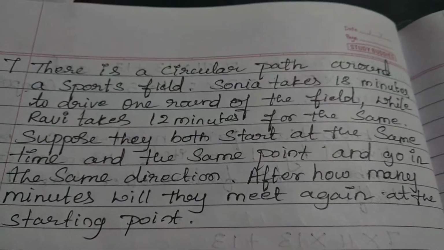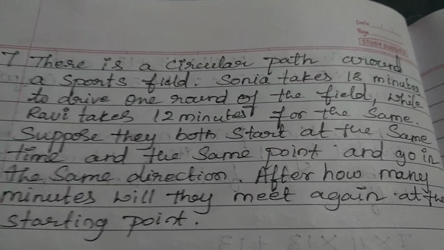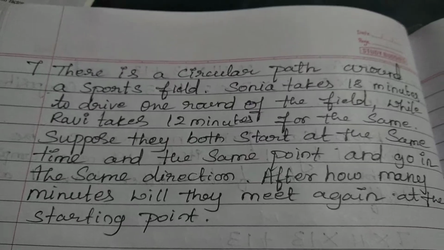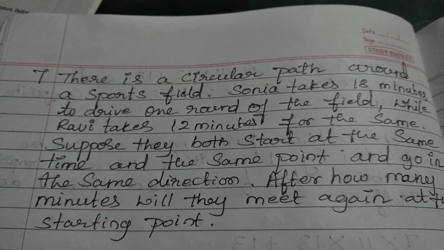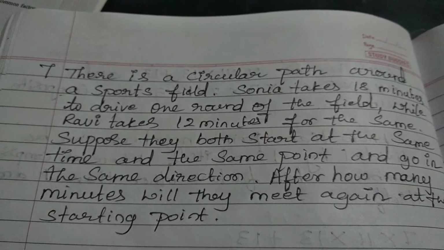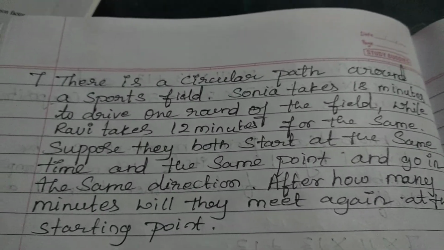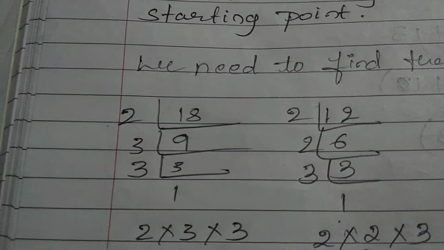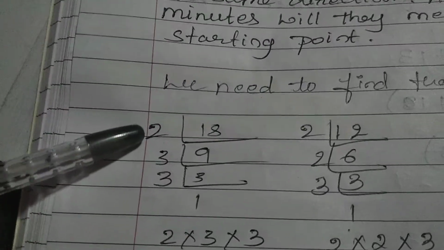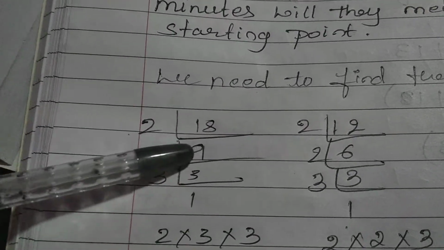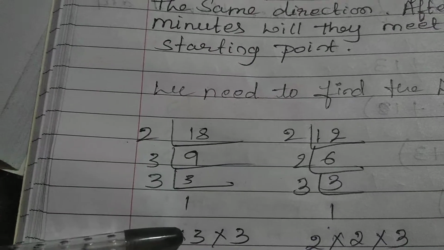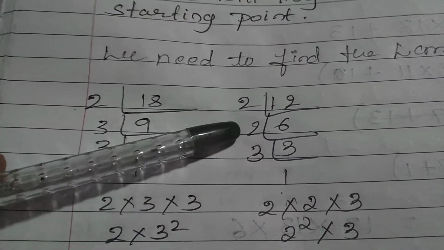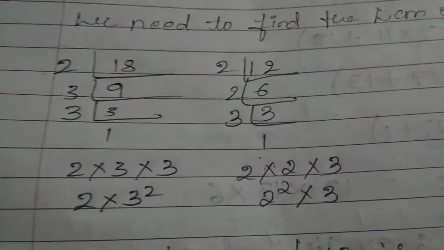Okay, so this is the question. By looking at this, we can say this is a question of LCM. You have learned this in the 6th standard itself. So we need to find the LCM of 12 and 18. Now take the prime factors of 18: 2 into 3 into 3. See, 2 nines are 18, 3 threes are 9, so 2 into 3 into 3. Factors of 12: 2 into 2 into 3.